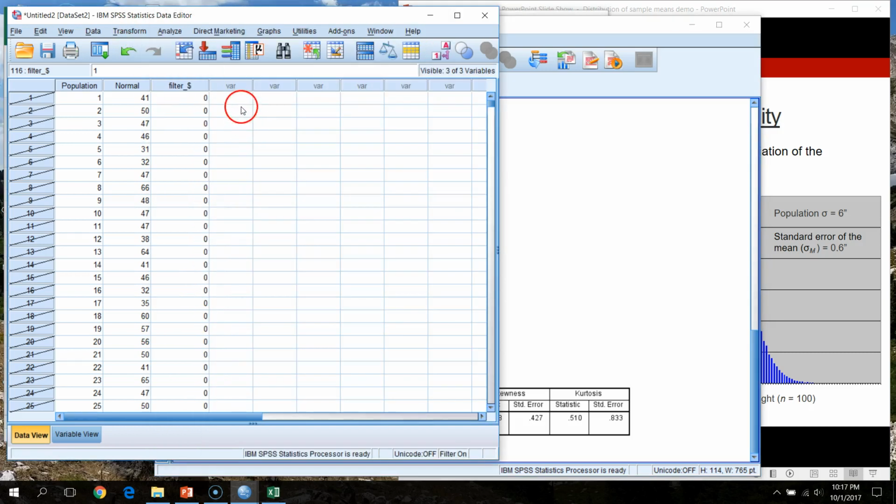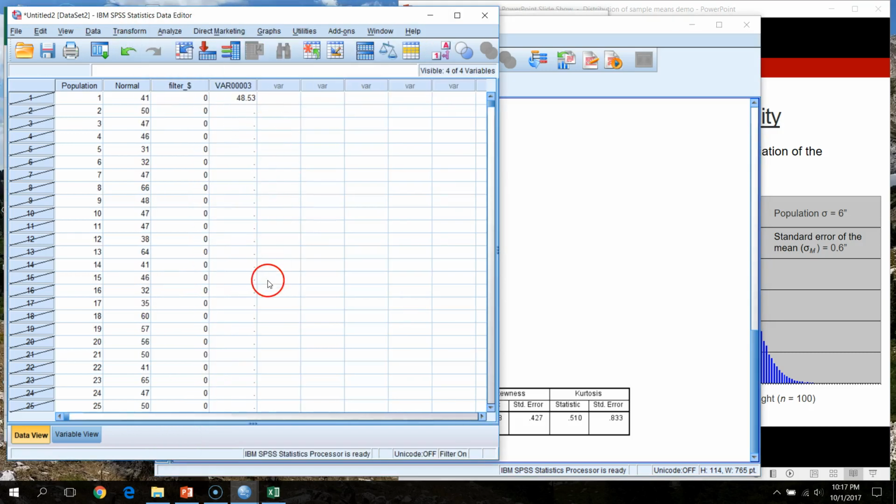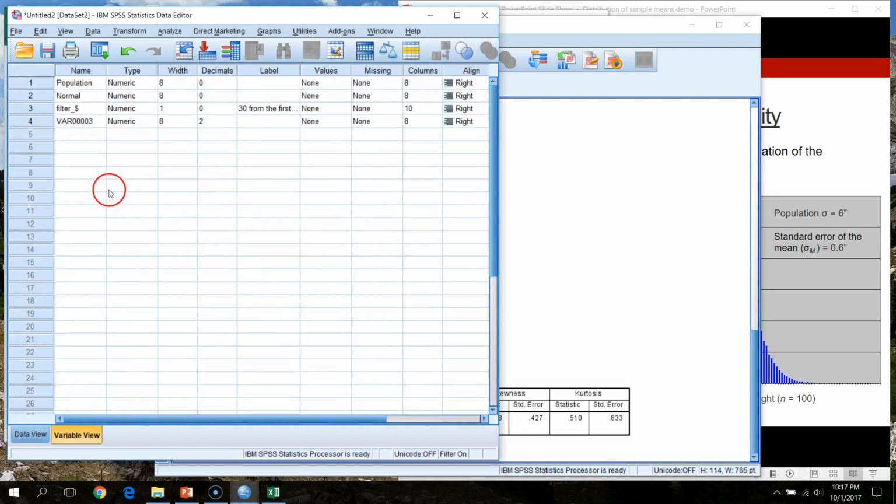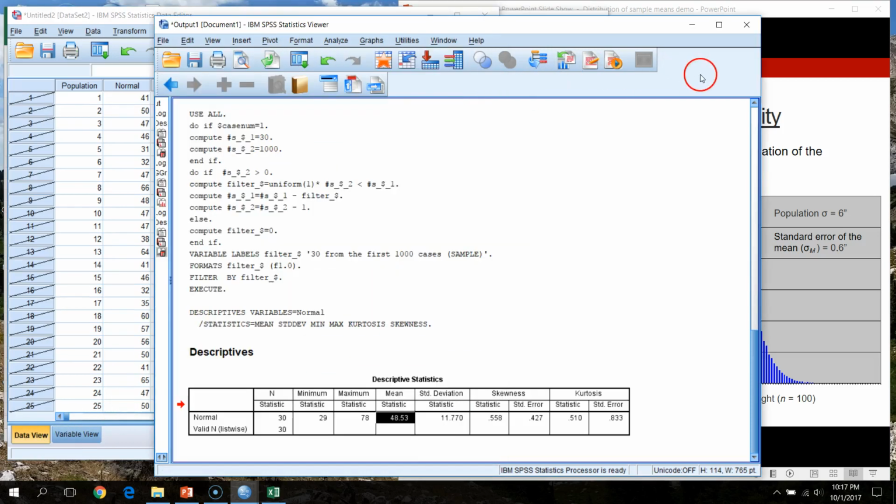Okay, and so what I'm going to do is take that mean of 48.5 and drop it right here. And this is going to be my sampling distribution. So I'm going to call this sampling distribution normal with 30 cases. And we see that these 30 cases have a mean of 48.3, a standard deviation of 11, getting close to 12, but again, skew and kurtosis isn't too bad.